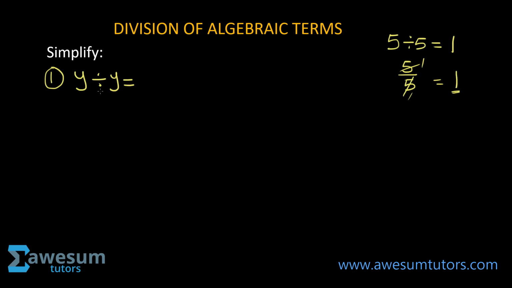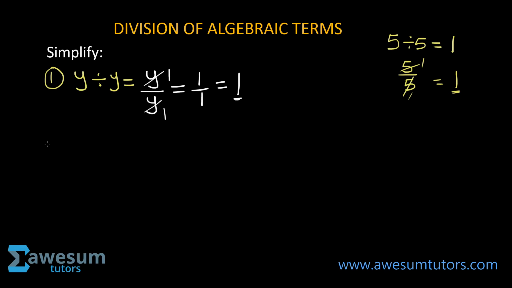So that is going to be the same approach right here. Y divided by y is the same thing as y over y, and in this case, y in y is 1, y in y is 1, so it's going to be 1 over 1, which equals 1. Okay, so anything divided by that same thing is going to give you 1.